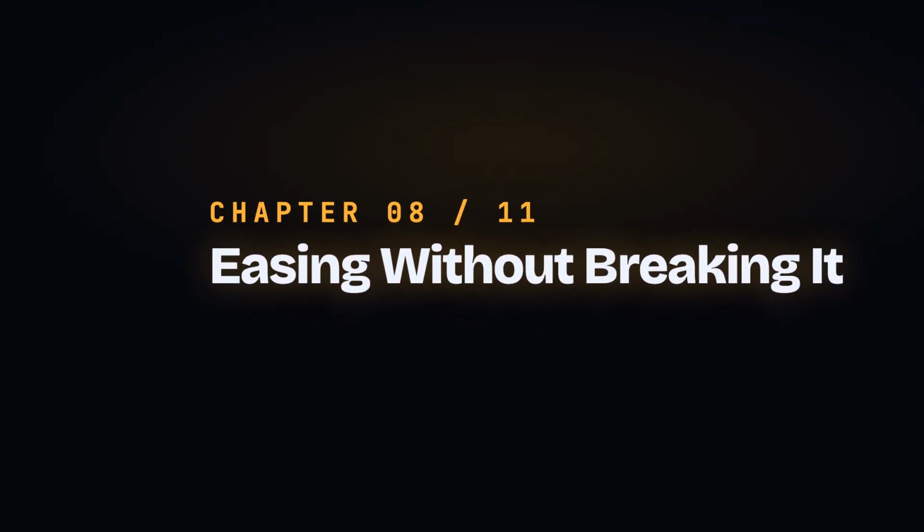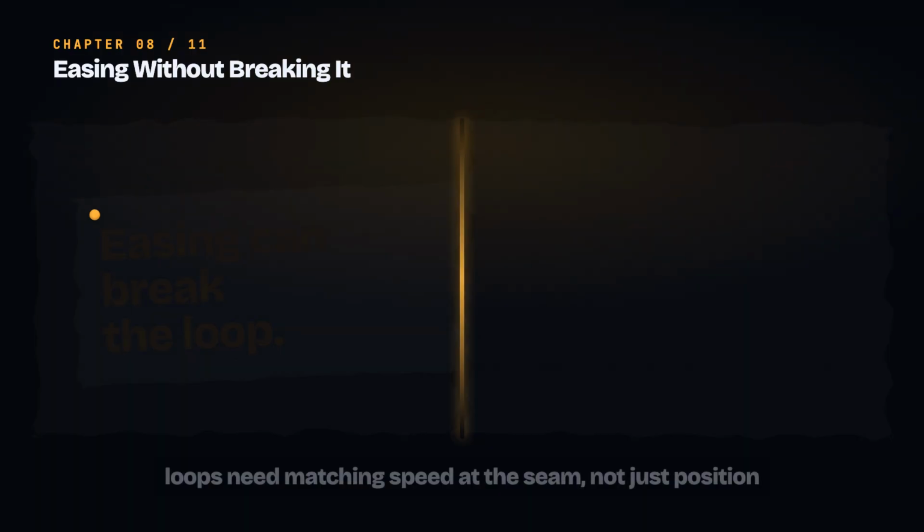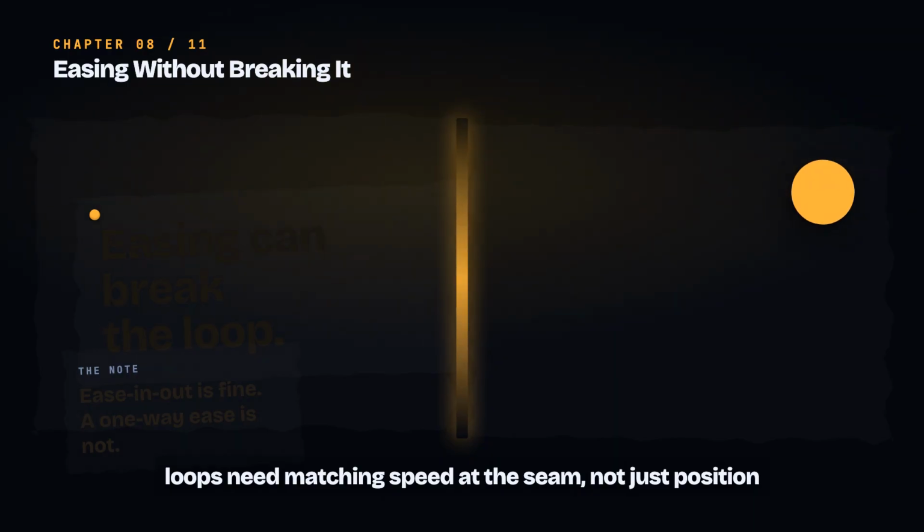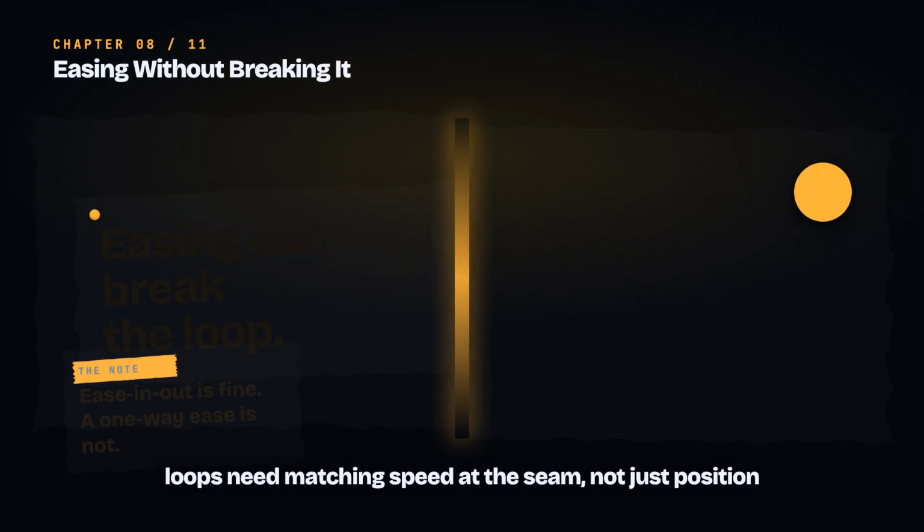Now a mistake that catches almost everyone, including pros. So far, our motion has been mathematically smooth, but sometimes it feels robotic, perfectly even, no life. So we reach for easing, slow in, slow out, that natural acceleration and deceleration that makes motion feel real. Here's the trap. A loop doesn't just need to match position at the ends, it needs to match velocity, speed too. Imagine a dot that eases from left to right. It starts slow, speeds up, and screeches to a halt on the right.